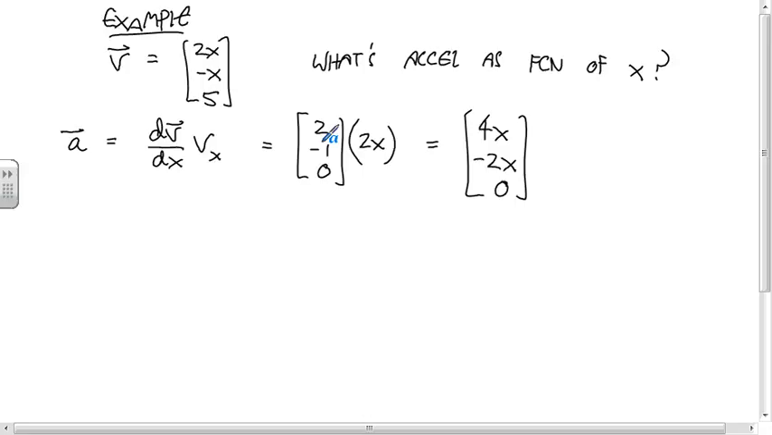So what's the trigger in your mind that should make you think you have to use the chain rule? Yeah, anytime you're given all your velocity information as a function of position, then you know that the way to calculate the acceleration is to use that chain rule thing. Okay.